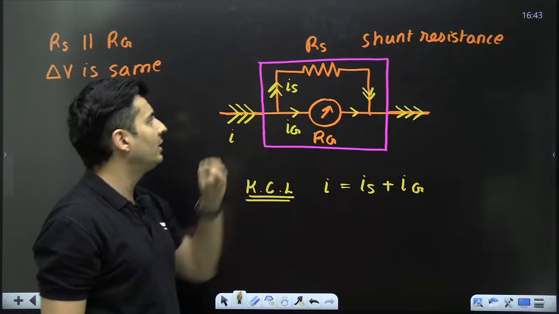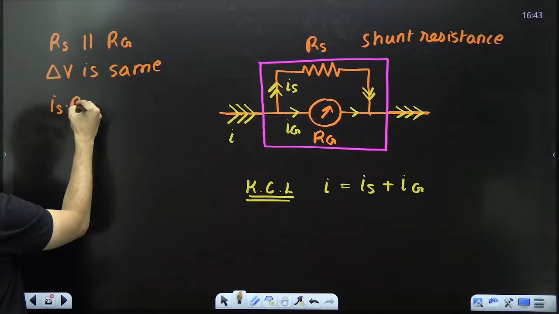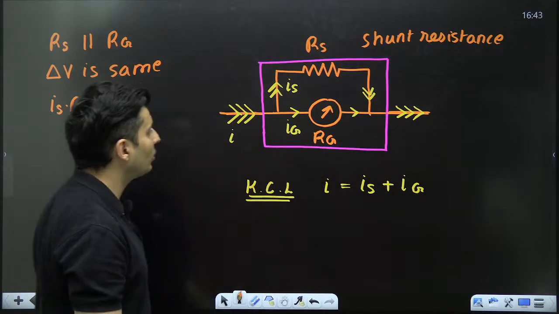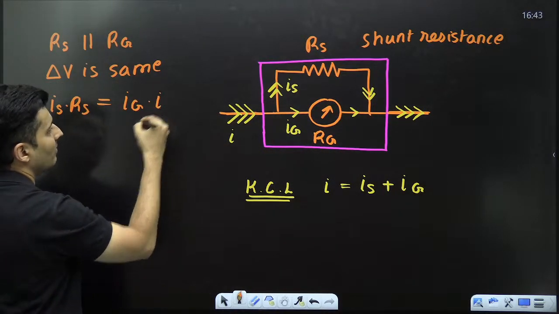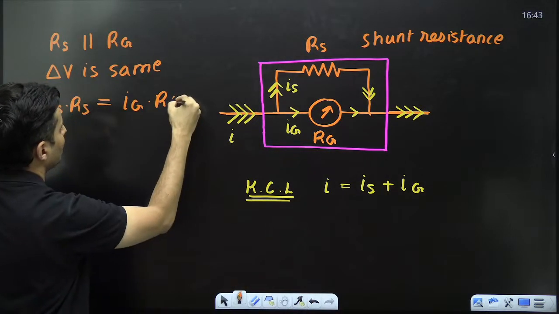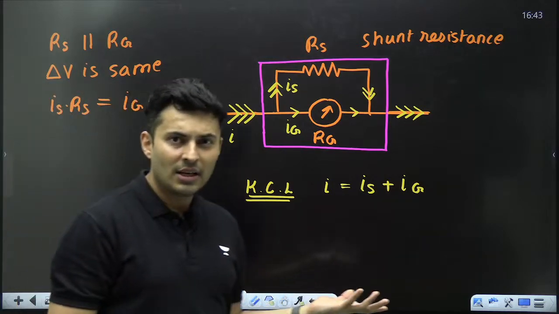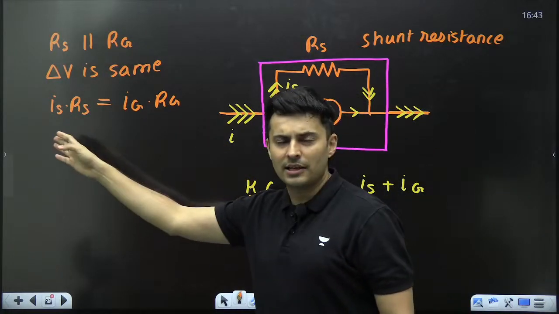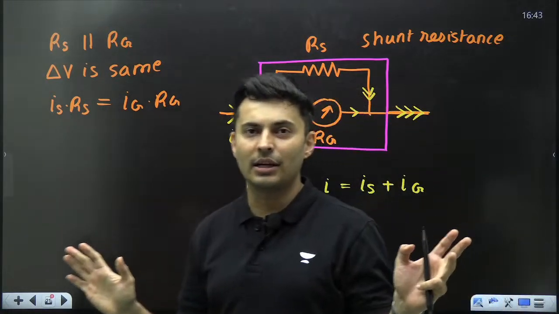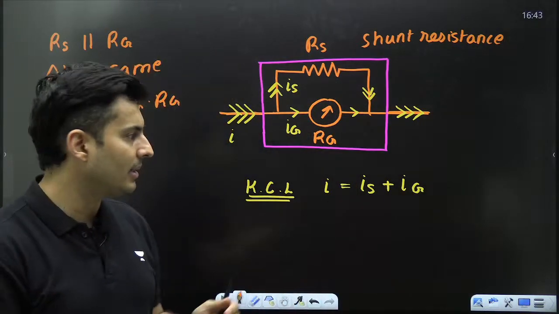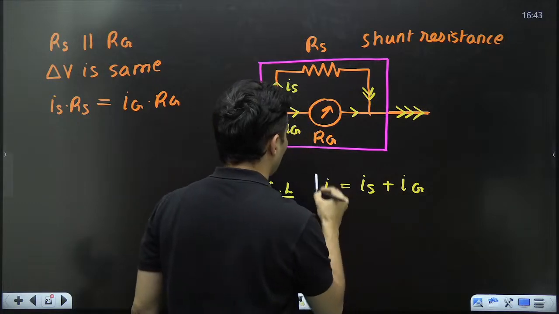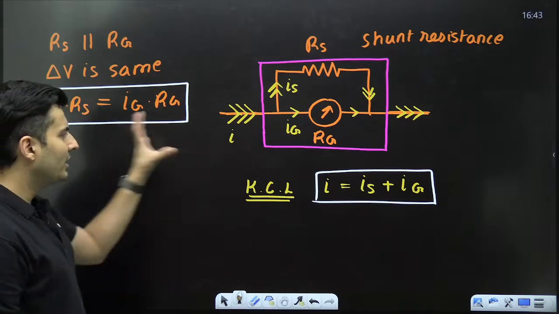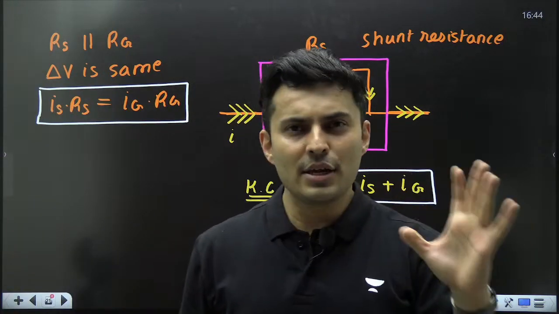What is the voltage difference across this resistance? Current into that resistance. So can I say Is into Rs will be equal to Ig into Rg. This is another equation which you can use, and whatever is asked, whether Is is asked, Ig is asked, Rg is asked, or Rs is asked, using these two equations you can find anything that you want. So this is one equation which is obviously important, and this is another equation which is again very important. Both these equations are good enough for telling you anything else.